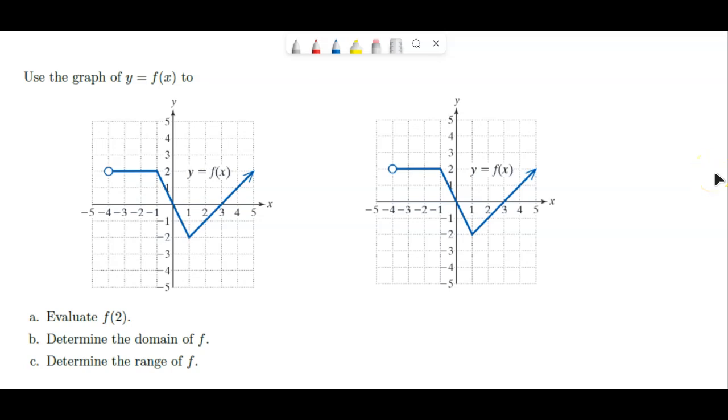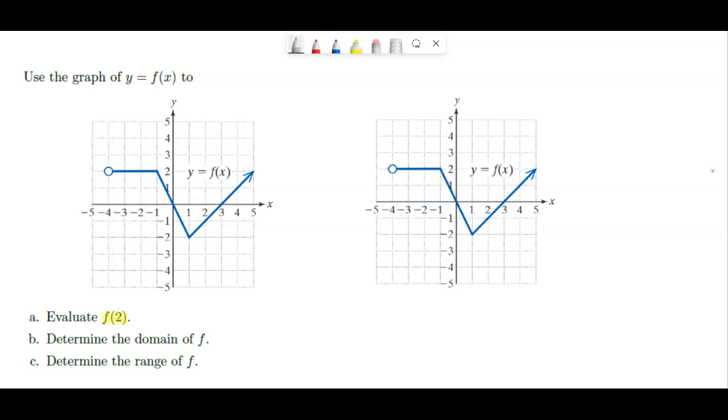All right, so in this question, we want to evaluate a value of a function, f of 2. Then we want to determine the domain and the range and all of this from the graph of a function. So let's start with the first one. First of all, we want to determine what is f of 2.